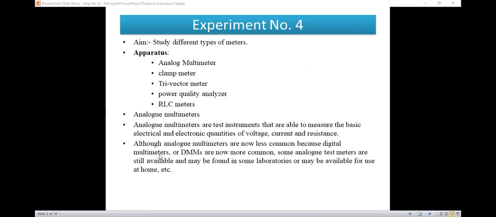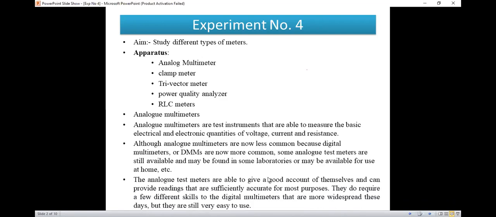Now the digital multimeter shows the value in digital form, which is now more common. Some analog test meters are still available, like our analog watt meter, and may be found in some laboratories. Our laboratory also contains analog meters, and they may be available for use at home also. For example, the speedometer of a vehicle is also one type of analog meter.